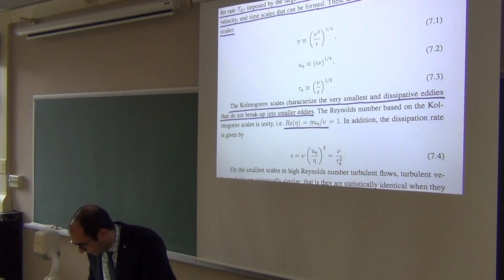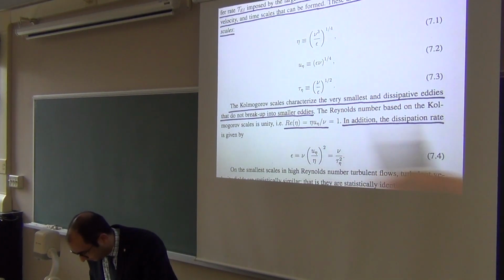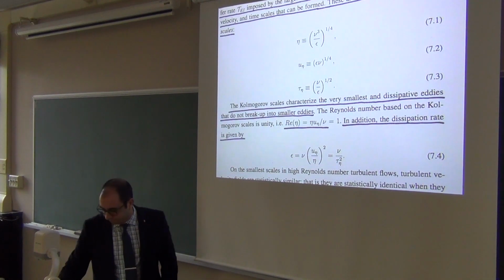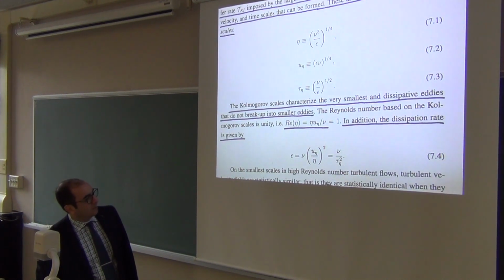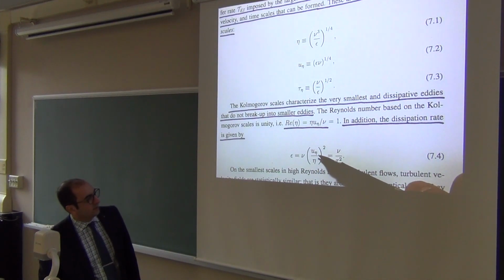Also, the dissipation rate can be given by this expression, again uniquely described by kinematic viscosity, the Kolmogorov velocity scale, and the Kolmogorov length scale.